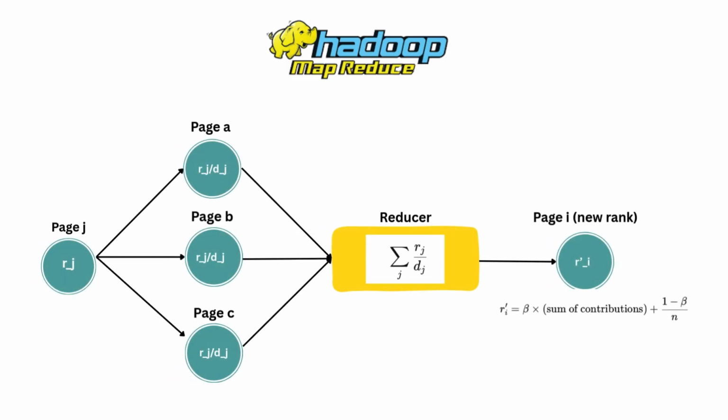In MapReduce, each page contributes a fraction of its rank to outlinks. The map step emits these contributions. The reduce step sums contributions for each target page and applies damping. Each iteration is one MapReduce job, repeated until convergence.